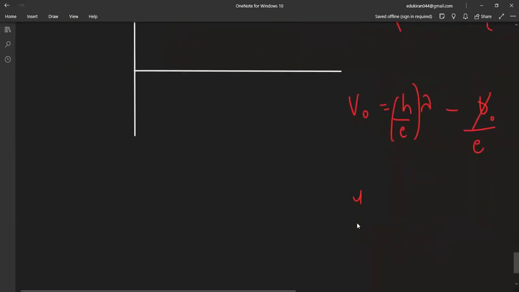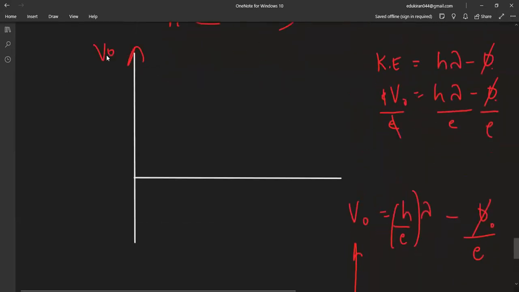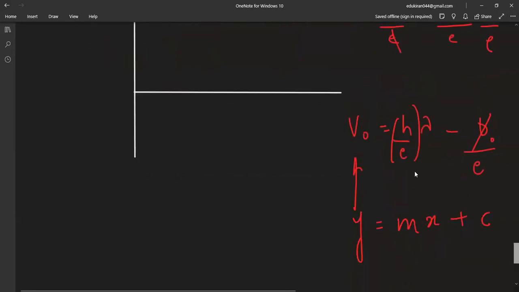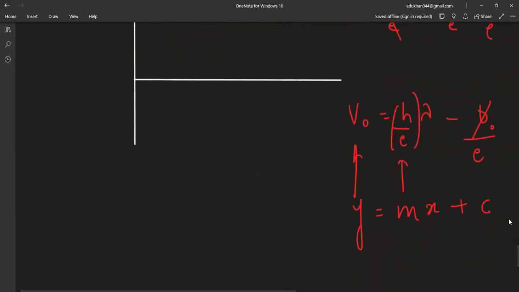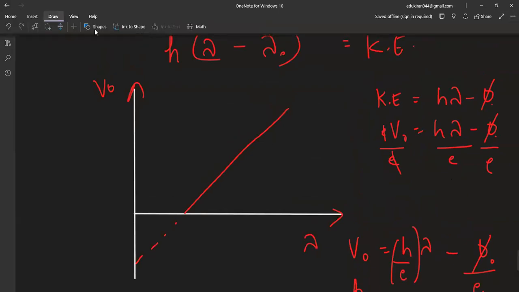So if I equate it with the equation y is equal to mx plus c, on the y-axis we are getting the stopping potential. Then this is the slope of the graph. See, this is the equation of a straight line. It means we are getting a straight line curve. And on the x-axis, I'm plotting the graph between incident frequency and stopping potential.